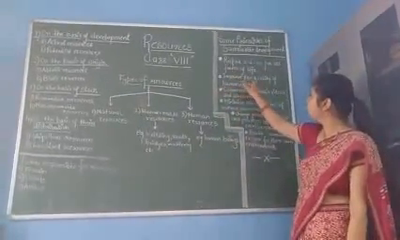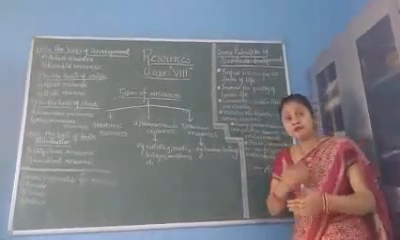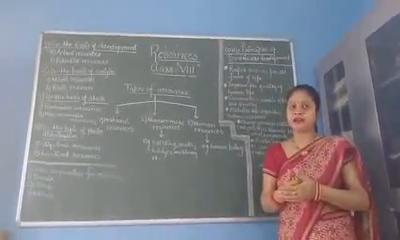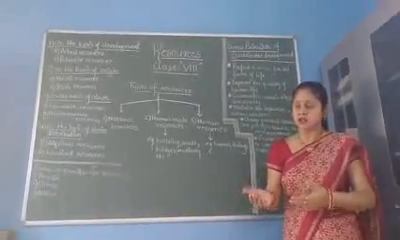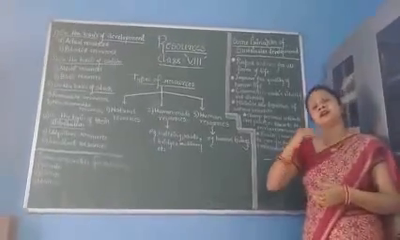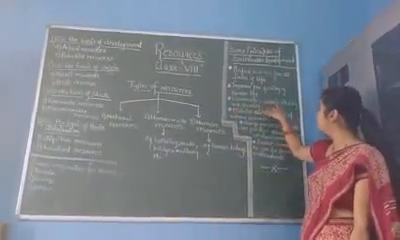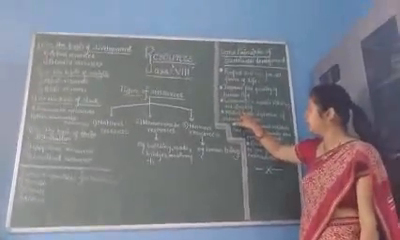Second is improve the quality of human life. If we improve the quality of human life, definitely we will achieve the target of sustainability of development. We will conserve our natural resources. Third is conserve the earth's variety and diversity.